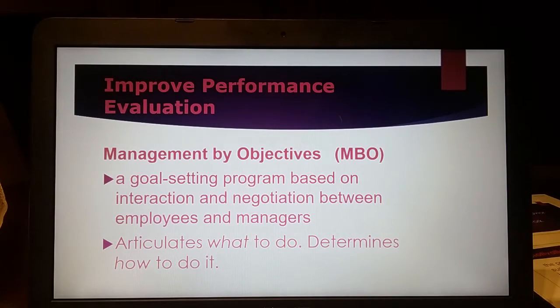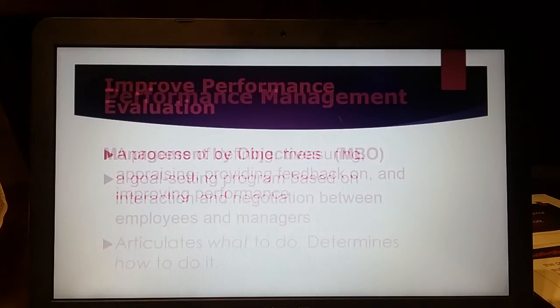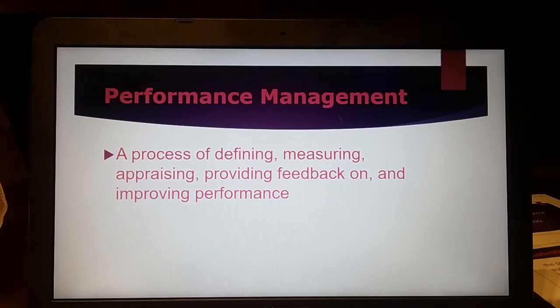Okay. MBO is management by objectives. It's this idea that there's a negotiation between the employees and the manager, and it says specifically what you're supposed to do and how you're supposed to do it. So you know what your objectives are, and both people are involved in the process. Performance management, we talked about briefly, I mentioned it at the beginning of this chapter. It's the defining, measuring, appraising, providing feedback on, and improving performance. It's something that you agree upon together.